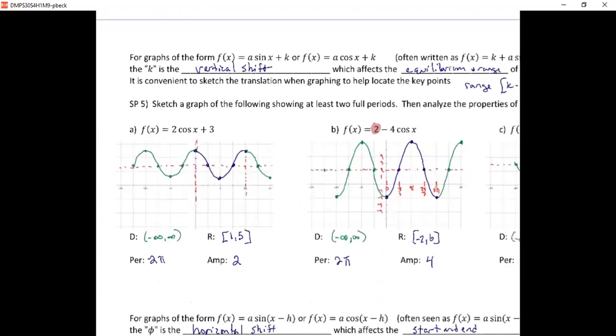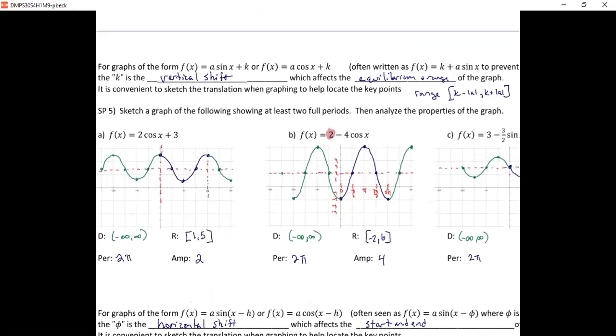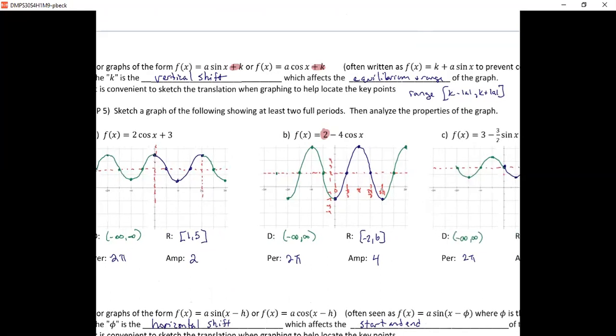So moving right along, let's finally establish something slightly different. And this means we're going to have a vertical shift. If we have a sine of x plus k or a cosine of x plus k, what that k does is it creates a vertical shift. A lot of times you are going to write it as k plus a sine of x, just so we can distinguish between the two forms.